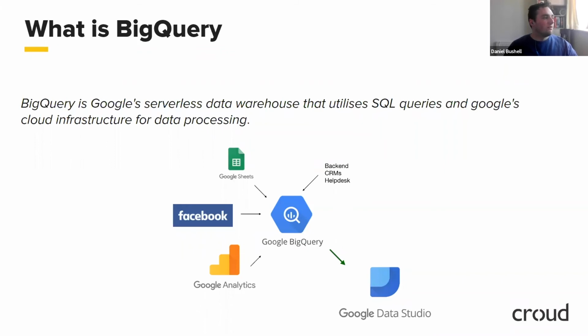So BigQuery is Google's serverless data warehouse, and it uses SQL queries and Google's cloud infrastructure for data processing. And as you can see from the graphic in there, Google BigQuery is also similar to how we would use GA360 as a data lake. And Tammy mentioned that earlier.